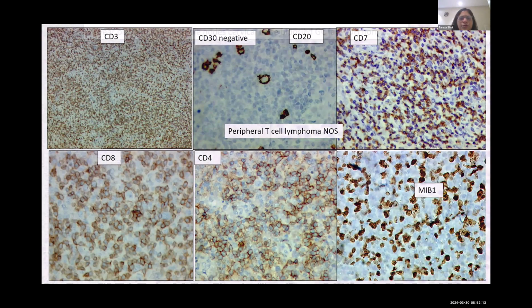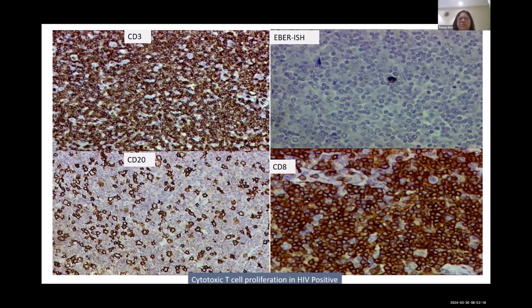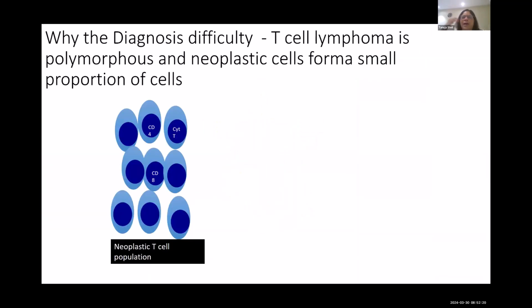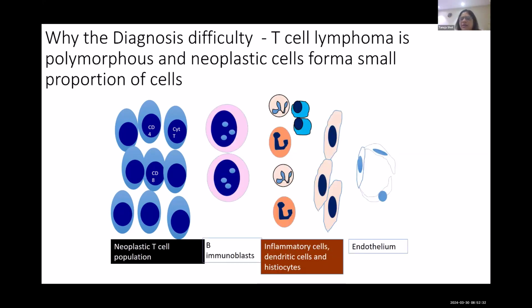This case I've already shown you. I will skip this. I'm sorry. These are some copy paste slides. So why is the diagnosis of T cell lymphoma difficult? Because the neoplastic population is sometimes very small. You have a whole lot of inflammatory cells and you have B cells and endothelial cells. Now, in any given case, you can get prominence of one of these cells and it can confuse the picture.